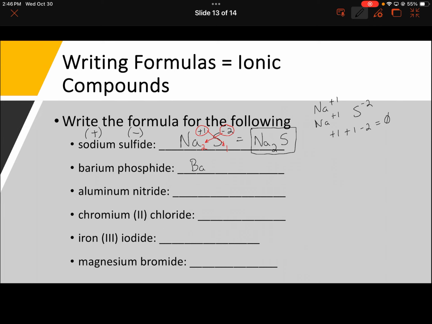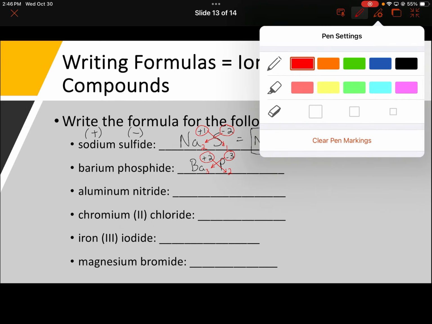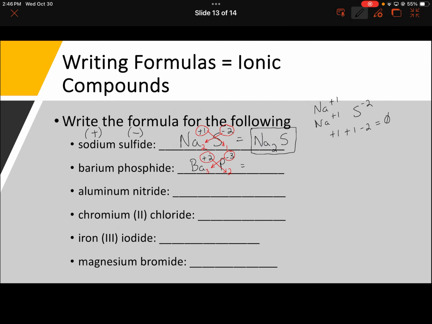Now that you've had a chance to work on those, barium is a +2. There's no element phosphide, but remember it's phosphorus. That's a -3. So I take my oxidation numbers and crisscross. Remember, you do not need to show me the arrows. There's barium phosphide. 3 bariums, 2 phosphorus.